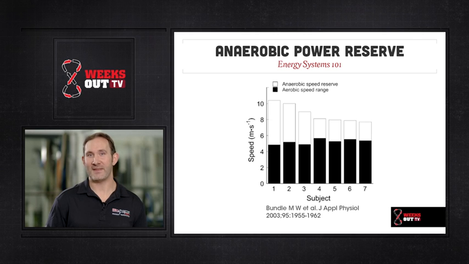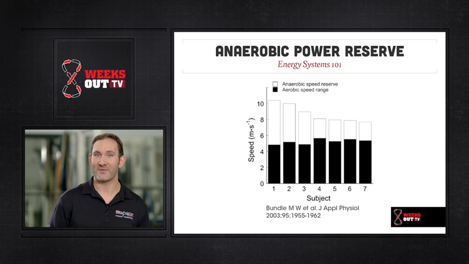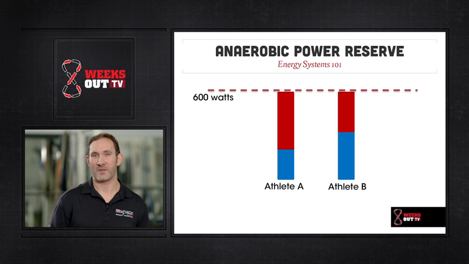Now, why is this important? Well, it's important because what the researchers found in this study is that the greater the anaerobic power reserve, which basically tells us the more total energy you're producing anaerobically, the faster you fatigue. Now you can see there in the athletes on the far left, they had much bigger anaerobic power reserves. They were able to run much faster than the athletes on the far right. But they also fatigued faster than the athletes on the right because a greater percentage of their energy was coming from the anaerobic side.